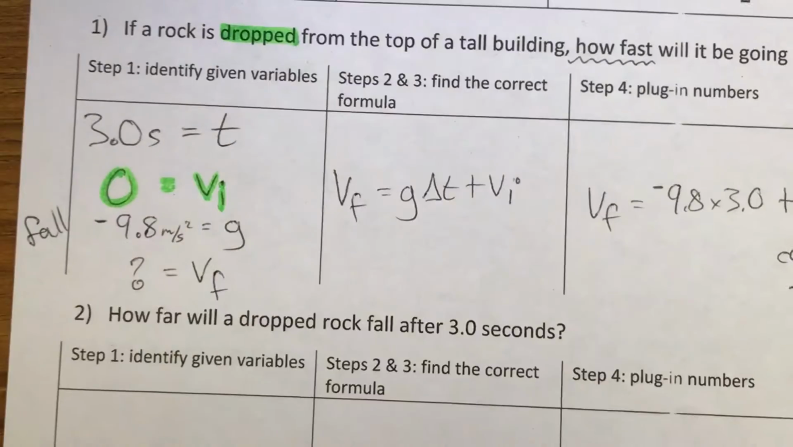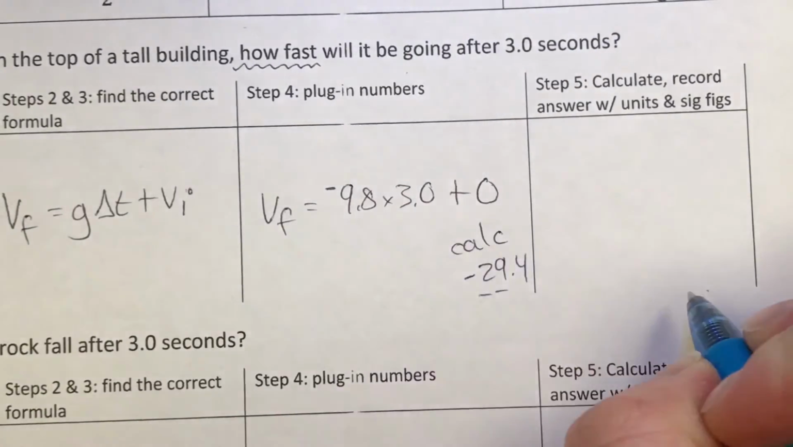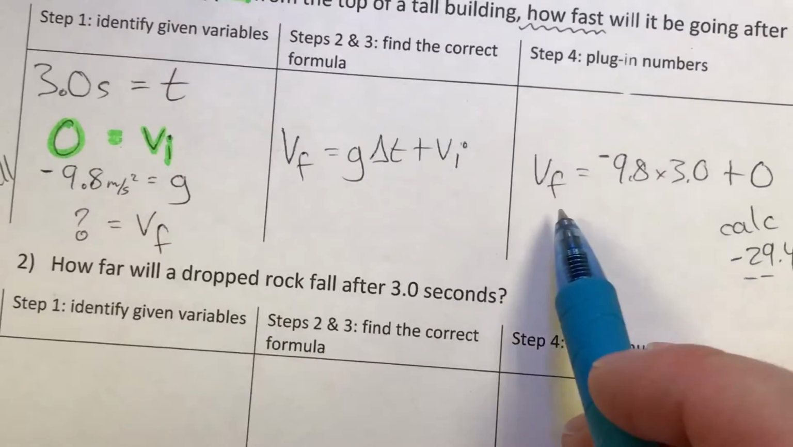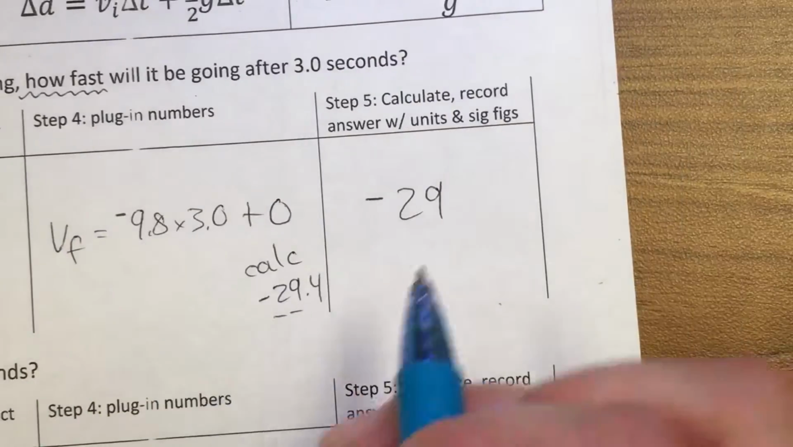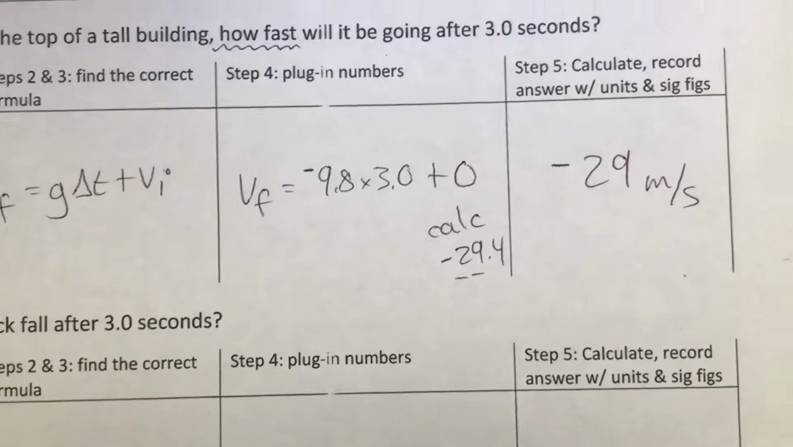All right, significant figures. We have 2 significant figures in our original numbers. So 2 significant figures in our answer. The 4 does not round up, so we get a negative 29 for our answer. Final velocity. Velocity is measured in meters per second. That is our answer, negative 29 meters per second.